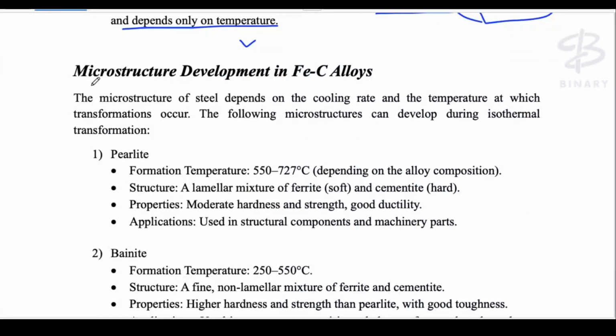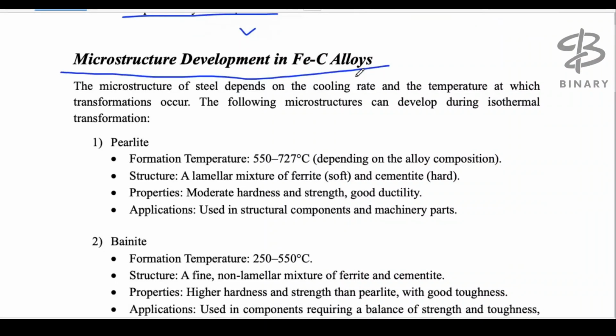Now we are moving ahead. The topic is the microstructure development in Fe-carbon alloys. So iron-carbon alloys, what is the microstructure development? Basically steel, right? Fe-C means steel. This alloy is known as steel if it has less than 2% of carbon content. Here we are discussing only alloys with less than 2% carbon, so that's why we can call them steel.